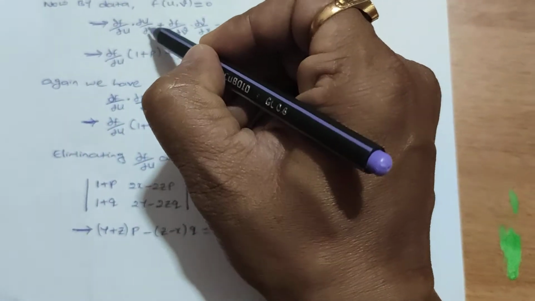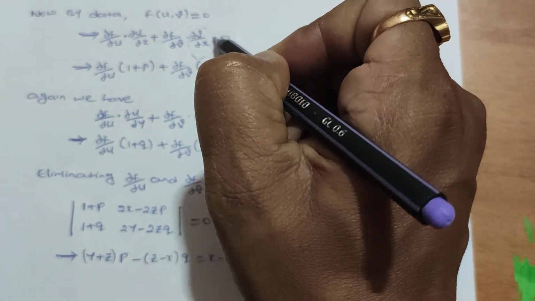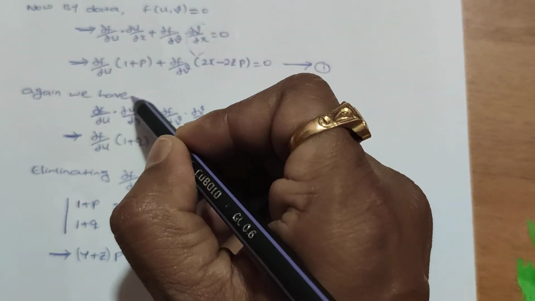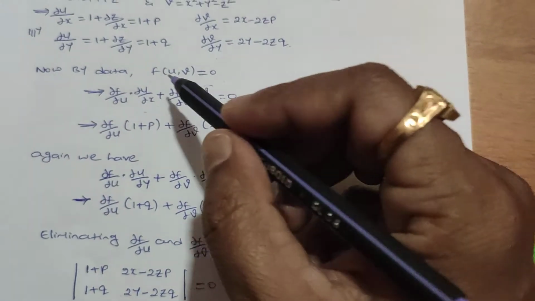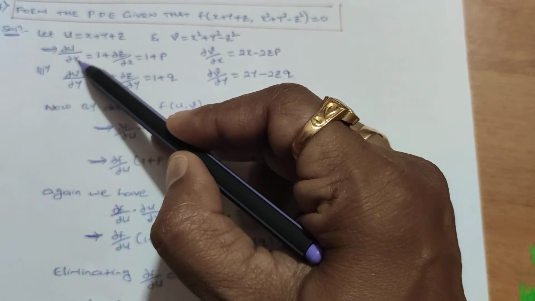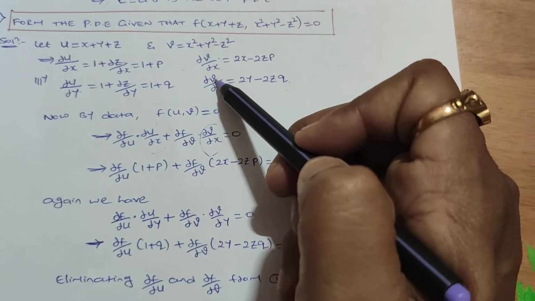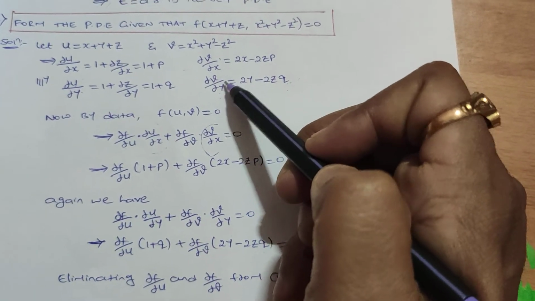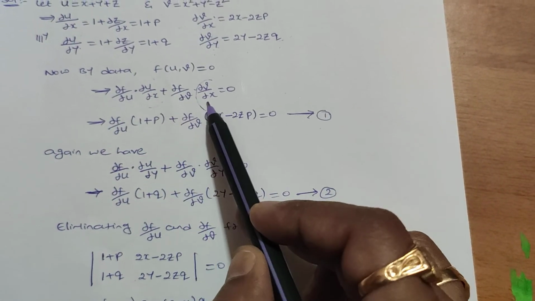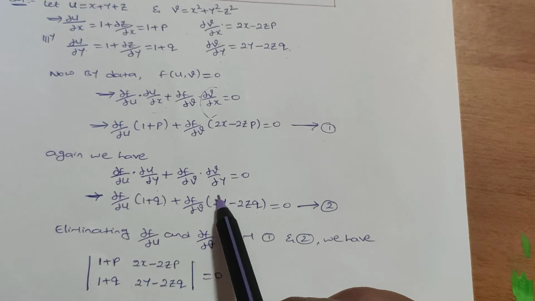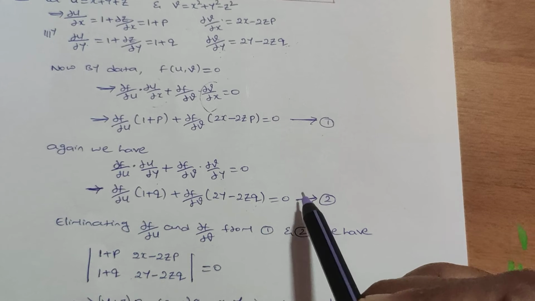Substitute the values of dou u by dou x and dou v by dou x, and dou u by dou y and dou v by dou y. So we have determined the values of dou u by dou x, dou u by dou y, dou v by dou x and dou v by dou y. Replace these values in the basic definitions. So we observe equations 1 and 2.